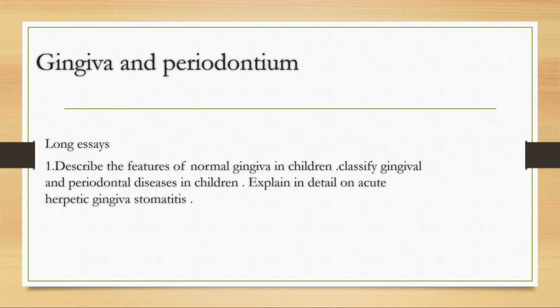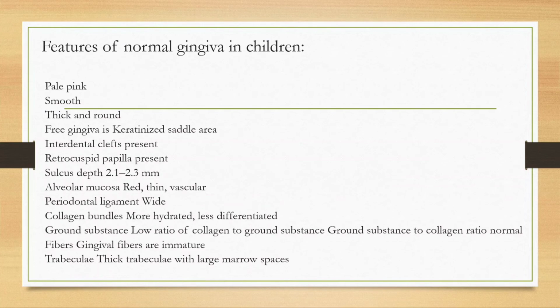This session deals with the gingiva and periodontium of pedodontics, that is, kids' gingiva and periodontium and its features. The first question is about features of normal gingiva in children, classify the diseases of gingiva and periodontal structures, and explain in detail acute herpetic gingivostomatitis.